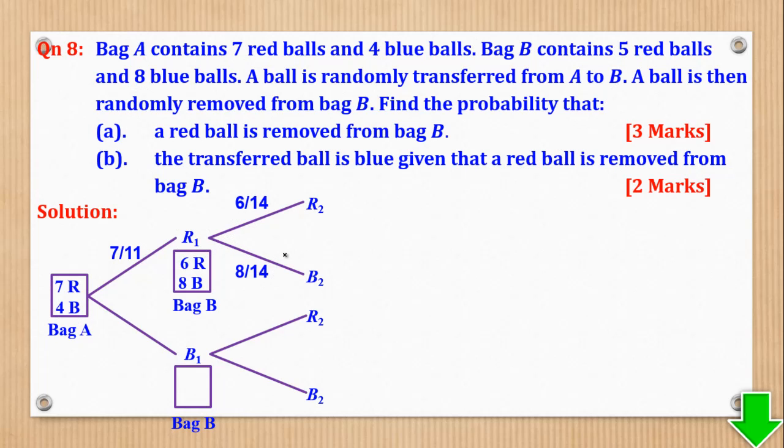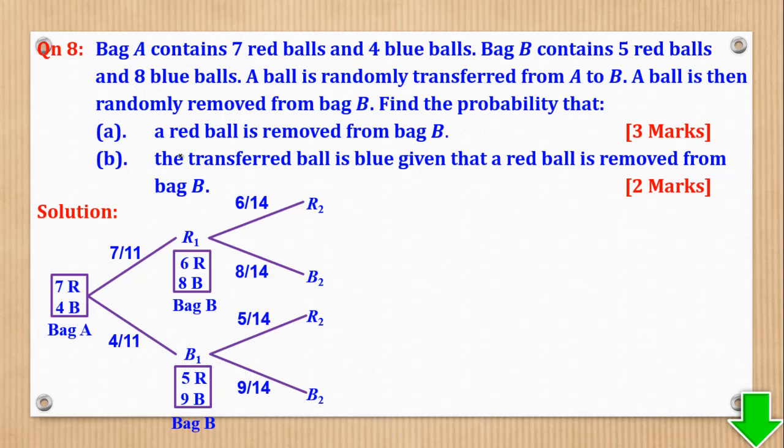What if we first picked blue from bag A? Simply the probability here will be 4/11. And blue in bag B increases by 1 and red remains, so we have 5 red and 9 blue. So picking red from here will be 5/14, and picking blue from here will be 9/14. So that is a tree diagram. Now we shall go to the question.